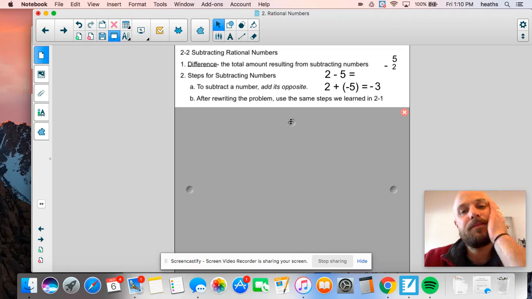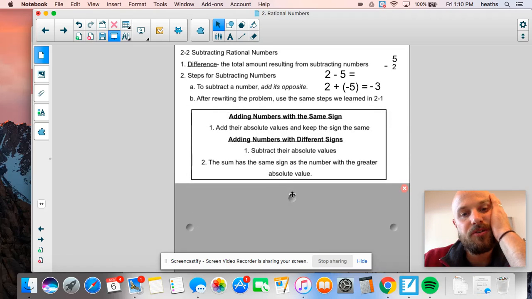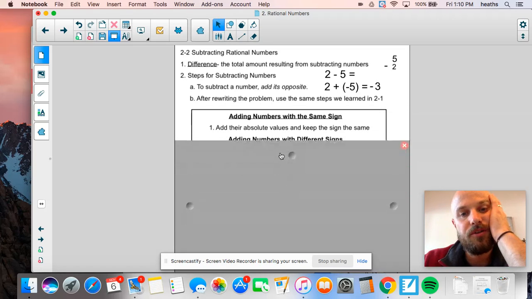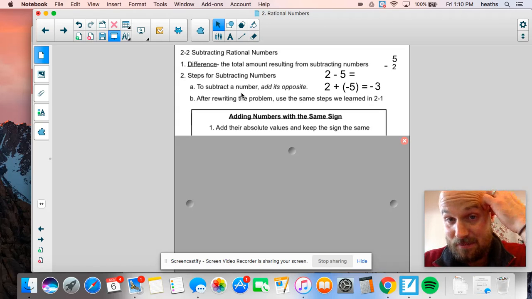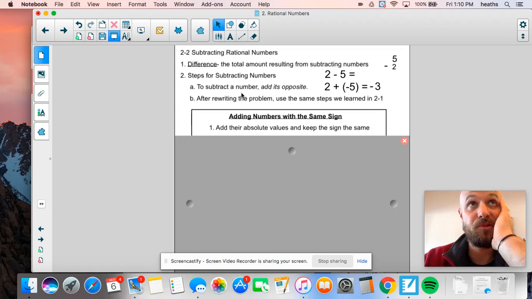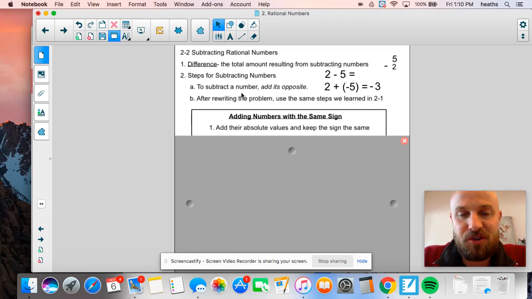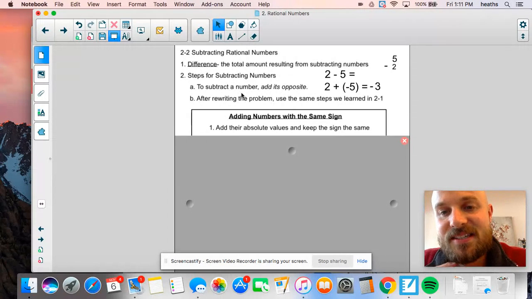Okay, to finish up, here is the rest of your notes. I list the steps for adding numbers with the same sign. These are the same steps that I gave you last section. We'll review them one more time. Adding numbers with the same sign. If they have the same sign, whether they're both negative or both positive, you're going to add their absolute values and keep the sign the same.